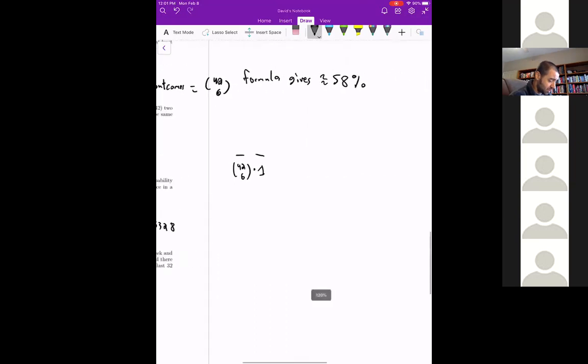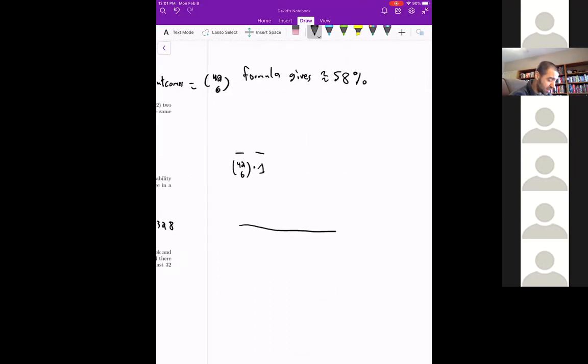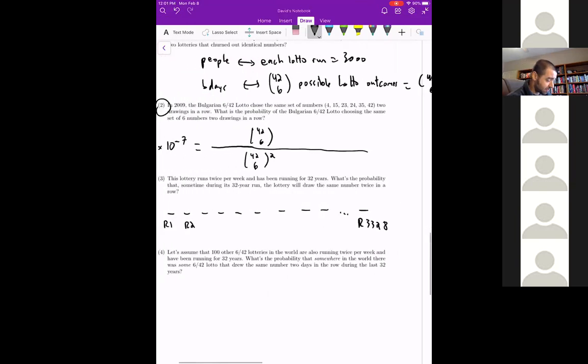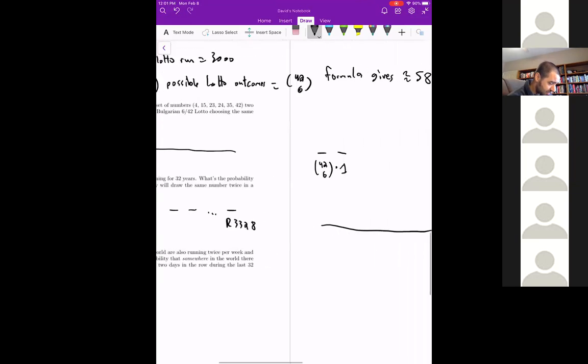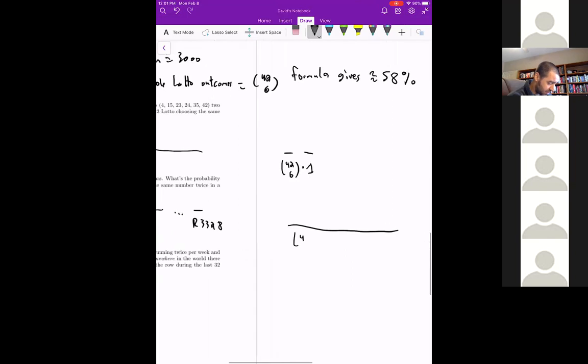Okay, so let's again set up a fraction. In the bottom of the fraction, we have complete freedom about how these runs go. And in the top, we have to think about our restriction. So in the bottom, it's the same lottery, right? So we have complete freedom every single time the thing runs.